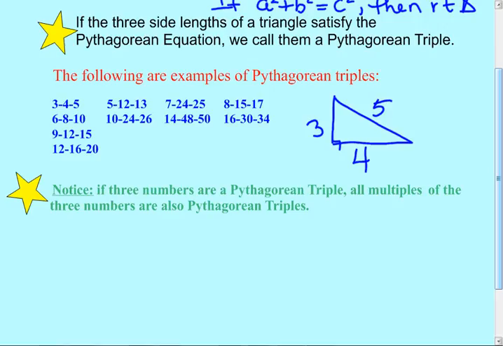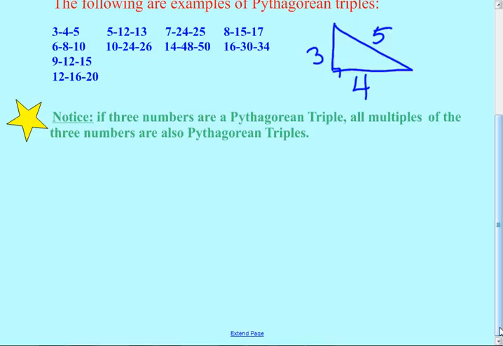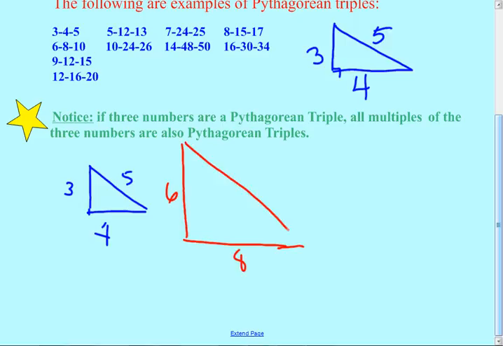Now, if I take a triangle, I want to see if I can do this. This is 3, 4, and 5. If I double all the sides, and I'll try to draw it reasonably correct, this is 6, this is 8, and then this will be 10. If I double all the sides, that's another Pythagorean triple. Isn't it like 3 squared plus 4 squared has to equal 5 squared? That's right. Yeah, got it right.